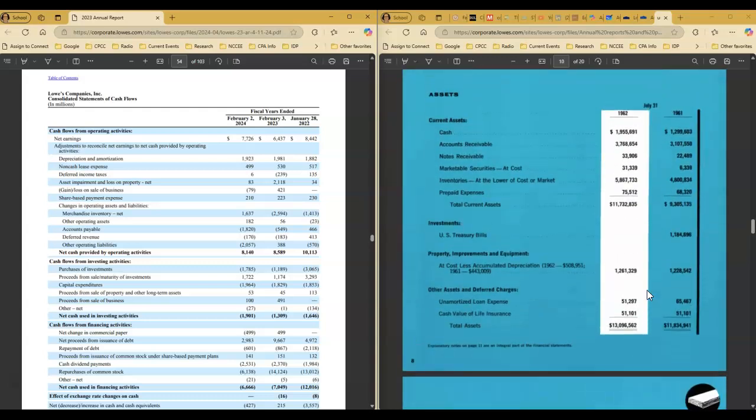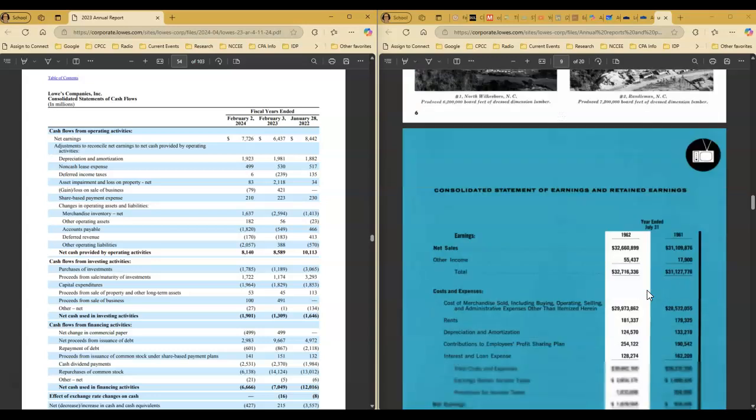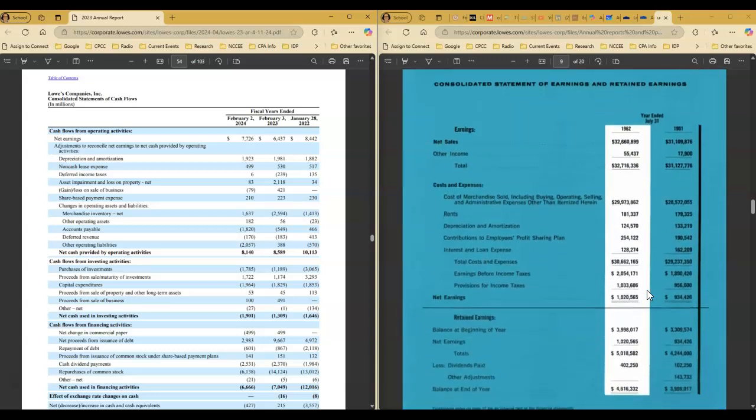Now, a couple of things to note. Why would these financial statements look so different? Well, the complexity of the business definitely has increased. Accounting policy, standards, procedures, and everything else have also changed. Disclosures. Because here's the other thing.